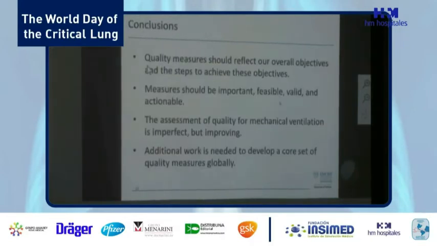So in summary, quality measures should reflect our overall objectives and the steps to achieve those objectives. We have to make sure that they are aligned. These measures should be important, feasible, valid, and actionable. We do need to assess quality in mechanical ventilation. This is imperfect, but we are getting better with this as science is advancing. We need additional work to develop a core set of quality measures globally. So I thank you for your time and attention. Happy to pass this off.